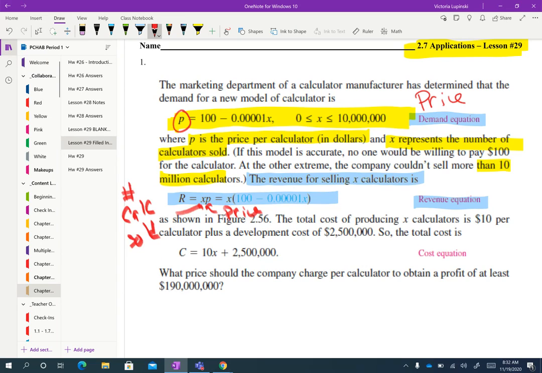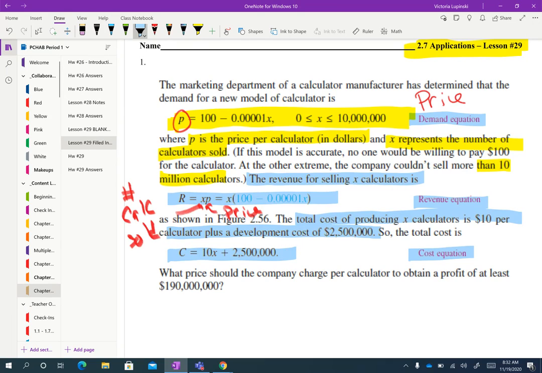So when you get to calculus especially, you're going to have a lot of problems that talk about revenue and price and demand and cost and profit. So you have to make sure you understand how those things go together. So once you have figured out how you're going to price your calculators, once you have figured out the revenue that you're going to make, what you also want to consider is the total cost that it's going to cost you. So the cost of producing X calculators is $10 per calculator plus a $2.5 million flat fee that you have to pay, which means your cost equation, which is C equals, is going to be 10X plus 2.5 million.